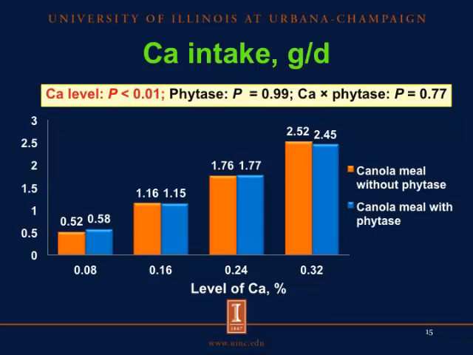The blue bars represent the canola meal diets without phytase, and the orange bars represent the canola meal diets with phytase. On the top, we have the p-values for the calcium level, phytase, and the interaction. The p-values in red are significant. So here we observe that calcium level was significant, which means that by increasing the level of calcium in the diet, calcium intake also increased, and phytase did not have an effect on calcium intake.